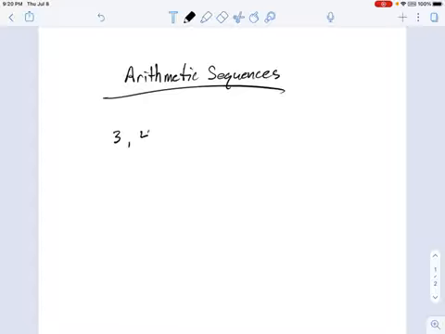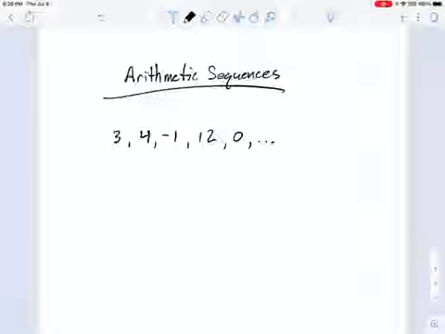Let's say 3, 4, negative 1, 12, 0, and on and on and on. And I'm trying to make these numbers random. They should appear random, but there's no pattern between them. This would just be called an infinite sequence.